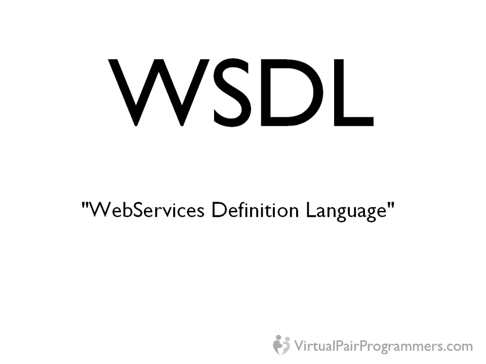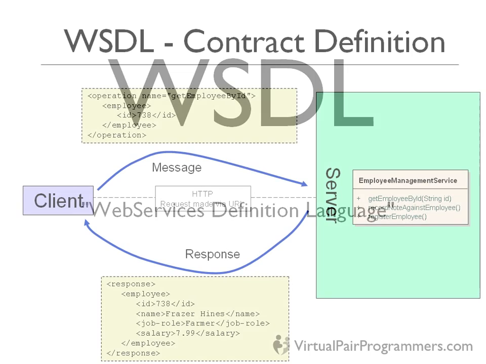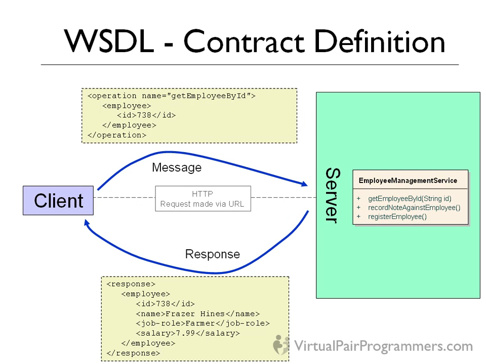So what is a Worstell? Well, the problem is that we need a way of telling our clients what operations are available in our service. Remember, the client will not be able to see any of the Java. So without some kind of a system in place, the client wouldn't know that they can call getAllEmployees, register employee, and so on. And it's the same for the parameters.